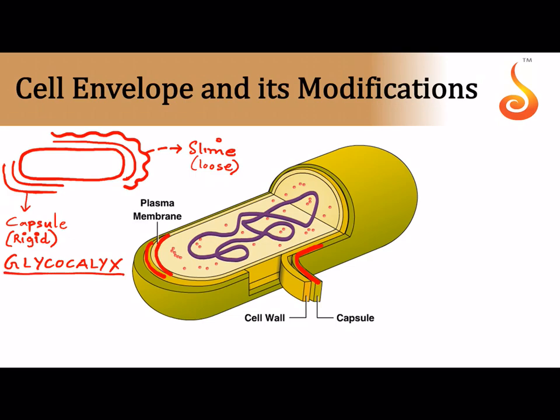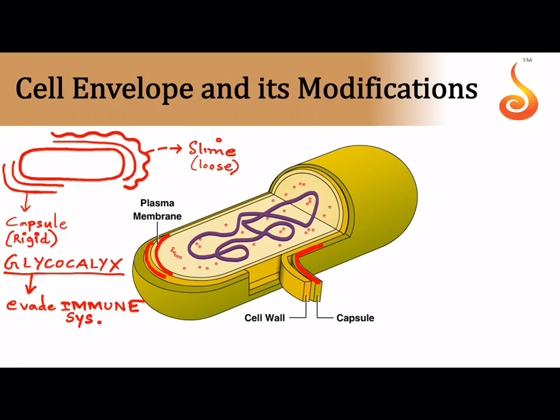Both the capsule and the slime are collectively referred to as the glycocalyx of the bacterial cell. It is the slime and the capsule that offer a sticky or gummy nature to the cell wall, and they help the bacteria to adhere onto surfaces. Especially, this glycocalyx also helps in escaping the immune system. If a bacteria is growing inside your body, it has the ability to escape the surveillance of your immune system with the help of this glycocalyx.